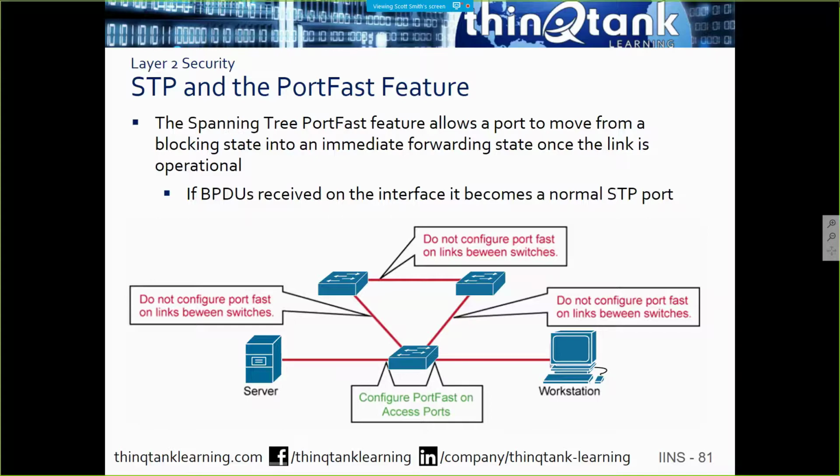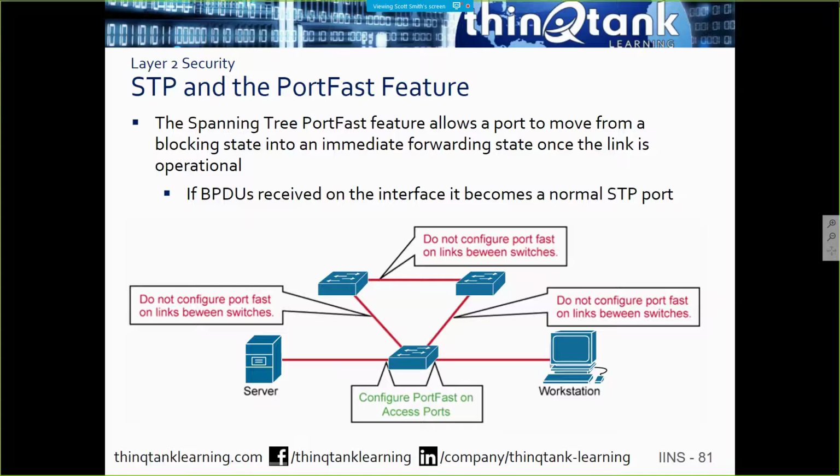So PortFast doesn't disable spanning tree on the port. A lot of people believe that PortFast actually disables spanning tree, and it does not disable spanning tree. What PortFast does is it bypasses the spanning tree process. The port goes immediately into a forwarding state once it detects a link. However, on a spanning tree port with PortFast enabled, if the port receives a BPDU, it will become a normal forwarding port, a normal spanning tree port again at that point.